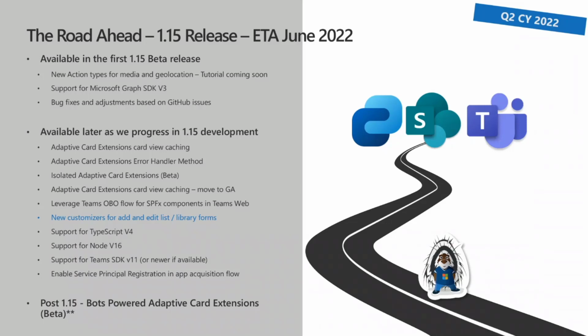And then there's a really cool thing for classical ask for SPFx, which is overriding of the new and edit and view experiences in the list and library forms. And that's coming up in this 1.15 release as well. And a lot of kind of technical updates. So coming up with updating to TypeScript 4, updating to Node 16, and updating the latest Teams SDKs and all of that stuff as well. So a lot of investments on there.